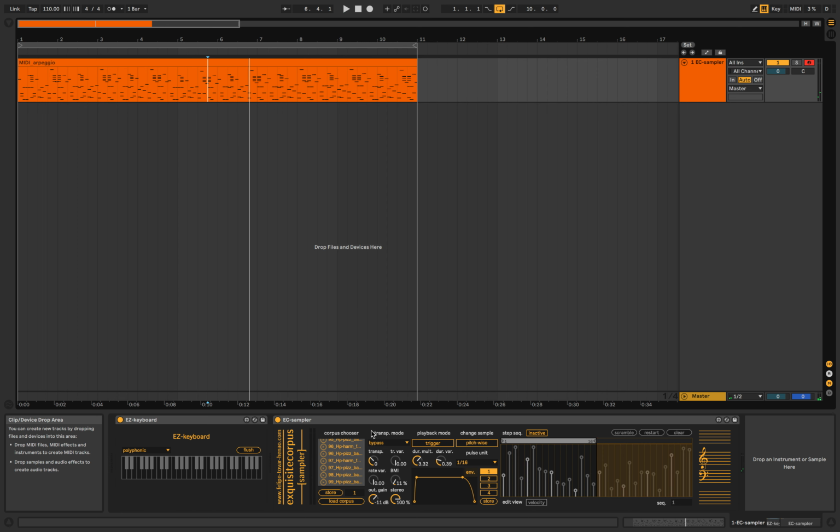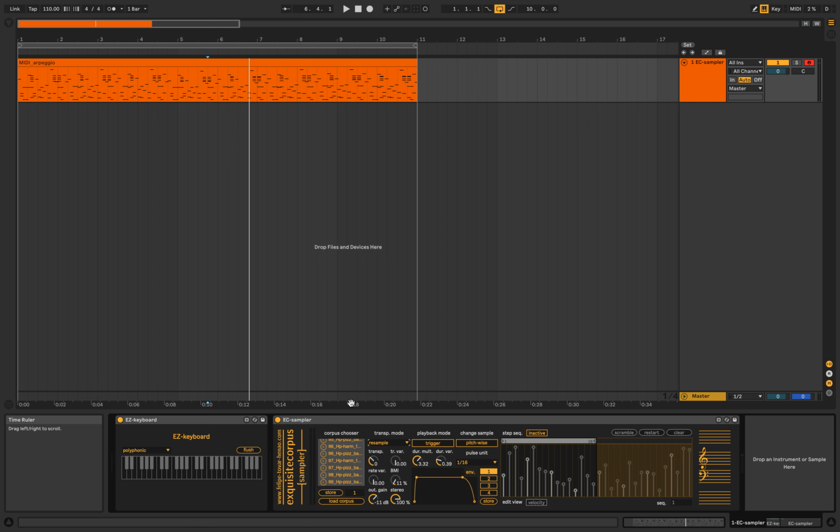Now we also have resample, which means that the transposition affects both the pitch and the original duration of the sample. So if you've ever done resampling before, you will know that with high transpositions you will get shorter durations, while with low transpositions you will get the opposite, which would be longer durations.